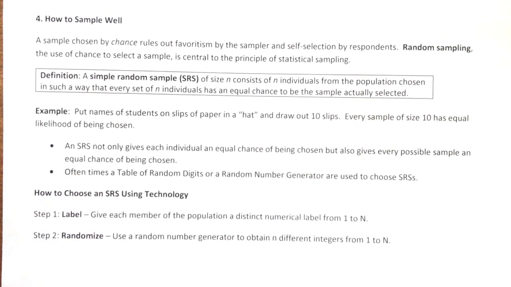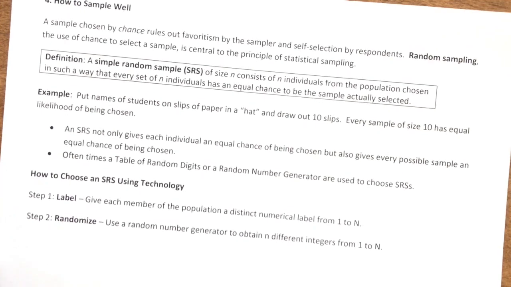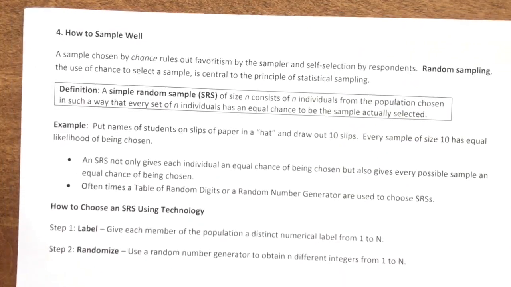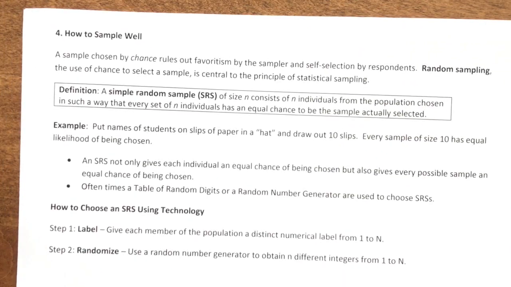Okay, so now we're going to take a look at our third learning target about how to select a simple random sample with technology, or table of random digits, and that's going to come into play with how to sample well. So we saw previously that using a convenience sample or a voluntary sample is not a good way to have samples for the survey or whatever it is that you are trying to gather information about. So we need to figure out, well, how can we do this well?